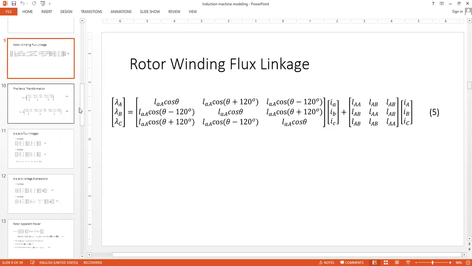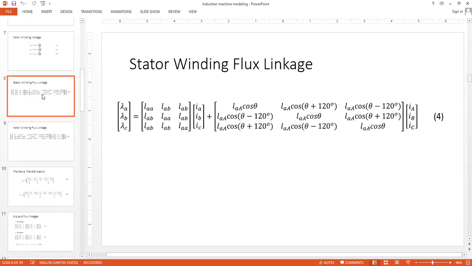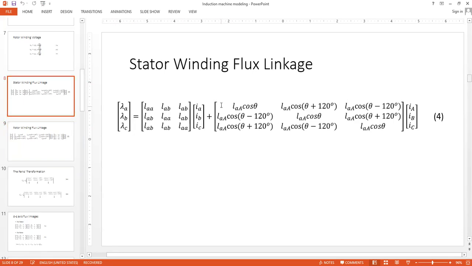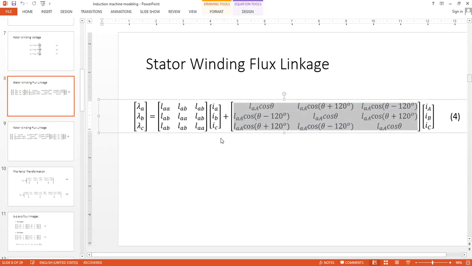Before introducing the Parkes transformation, if you remember, we talked about the flux linkages for the stator three-phase windings and the flux linkages for the rotor three-phase windings. We can clearly see from these matrices, especially this part, that is actually the LSR, because this inductance is the mutual inductance representing the coupling between the stator and the rotor coils. So this should be LSS, the first block. The second block should be LSR, and we can clearly see from here the presence of the theta angle.